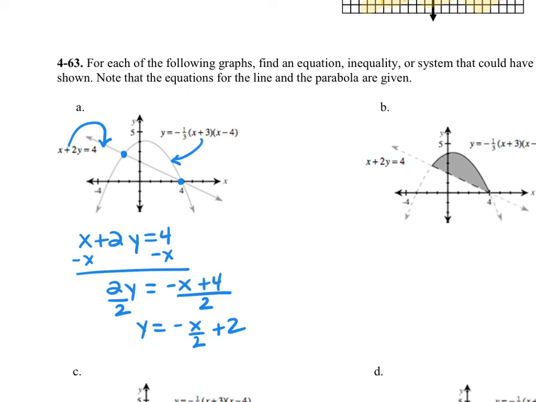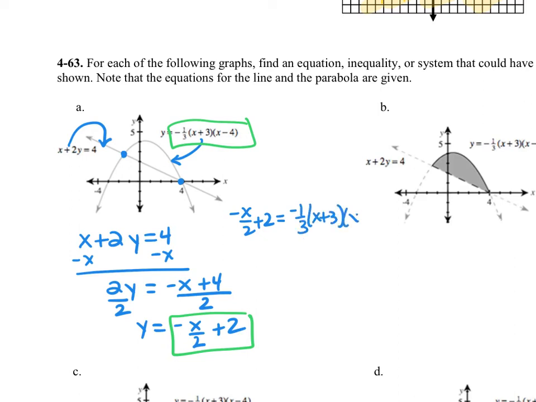So now that I have this equation solved for y, I can set them both equal to each other, because if you notice here, I have y equals negative x over 2 plus 2, and y equals negative 1/3 quantity x plus 3, quantity x minus 4. So then what equation makes these true is negative x over 2 plus 2 equals negative 1/3 times the quantity x plus 3 times the quantity x minus 4. So that is the equation that would make this graph true.